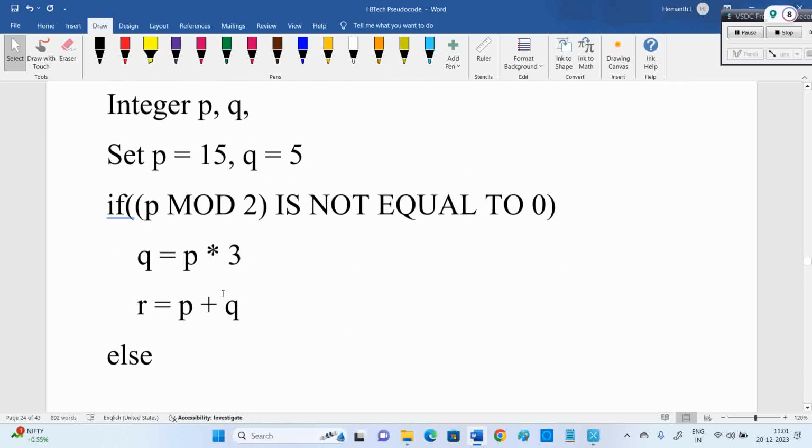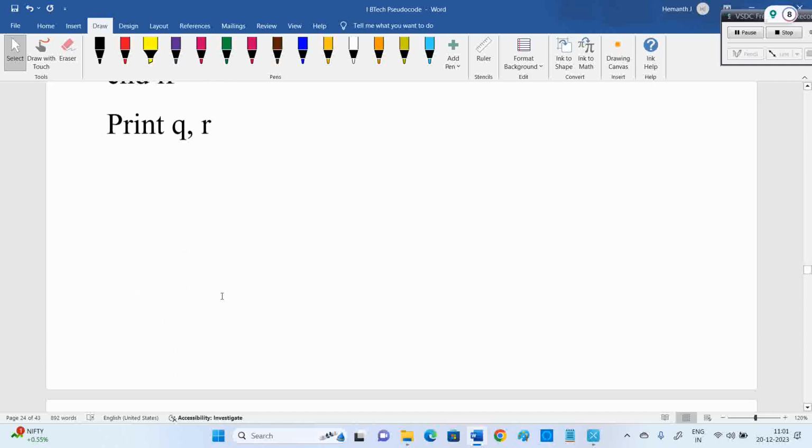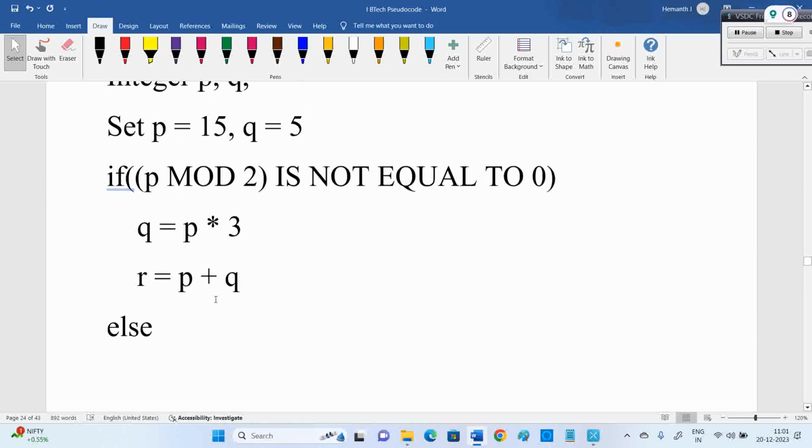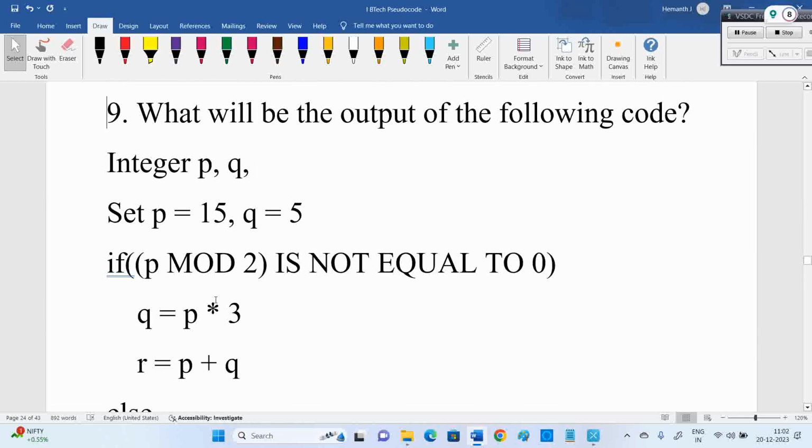Here, what will be the output of the following code? Right. So print Q and R. I didn't give any options as well. No problem. So we already know what mod means. We already discussed, so that's why I didn't give it in the instruction below. So P is 15, Q is 5. P mod 2 means, if it is an odd number 1, an even number 0. So mod 2 means I'm dividing by 2 and picking the remainder. If the number is an odd number, we'll get remainder 1.